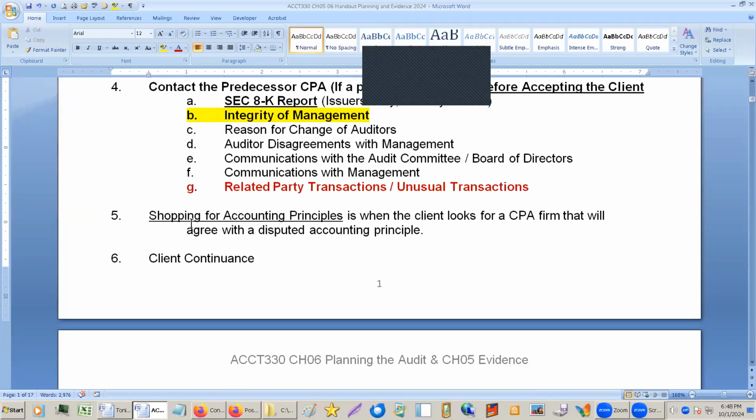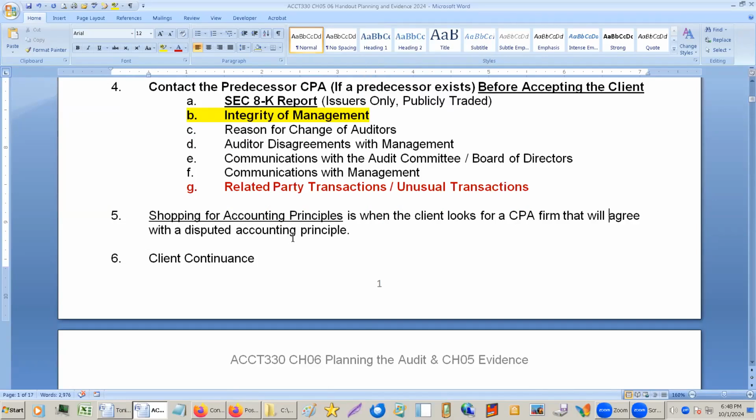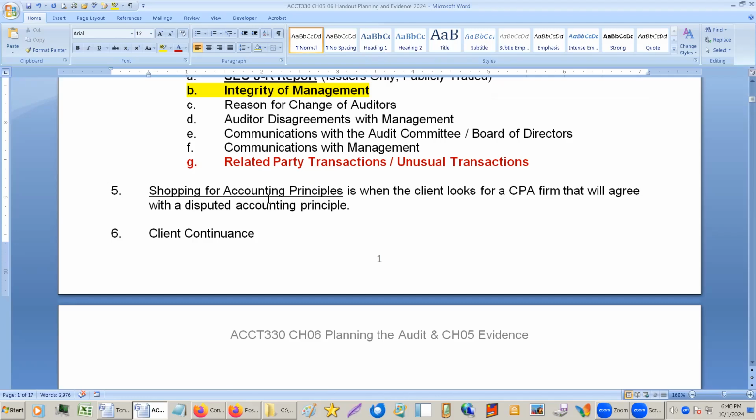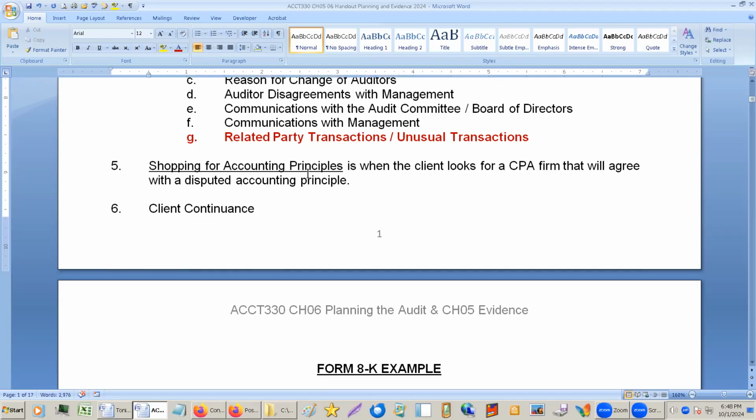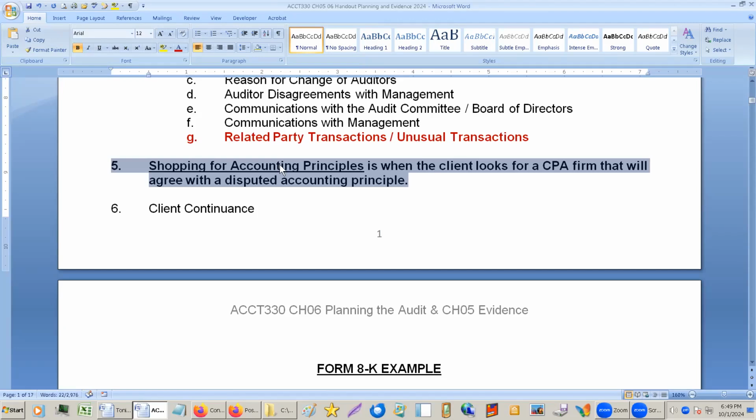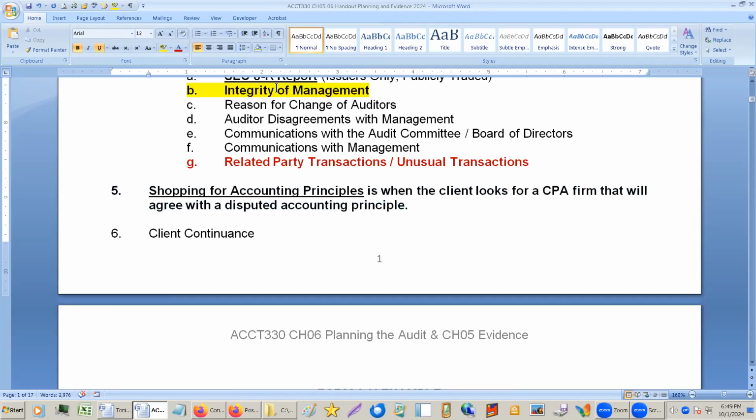Okay, one of the things you always keep in mind: shopping for accounting principles is when the client looks for a CPA firm that will agree with a disputed principle. So this is one of the things they try to avoid. This happens when you have a disagreement with the auditors.